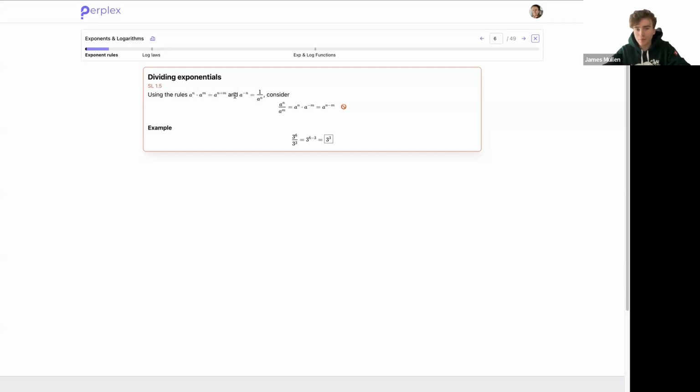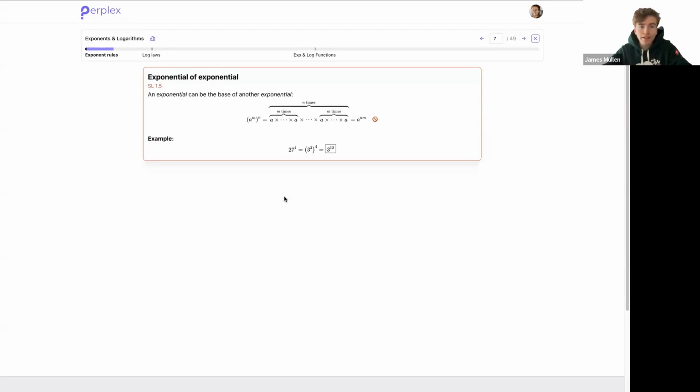Given that I know that a to the n times a to the m is equal to a to the n plus m, and that a to the negative n is 1 over a to the n, then if I have a to the n divided by a to the m, I can write that as a to the n times a to the negative m, which is going to be a to the n minus m. So for example, if I have 3 to the 6 over 3 to the 3, I'm just going to get 3 to the power of 6 minus 3, and that's going to give me 3 to the 3, which would be 27.